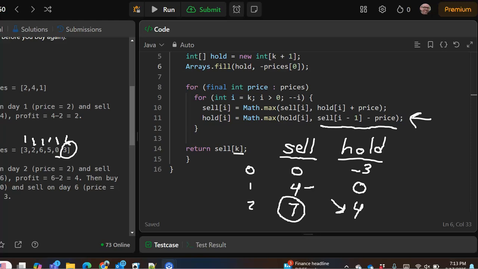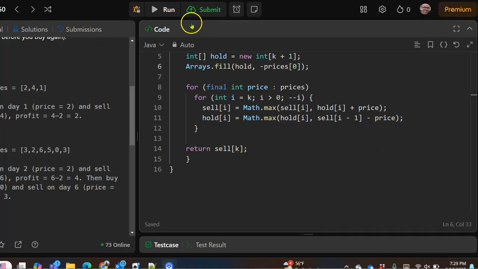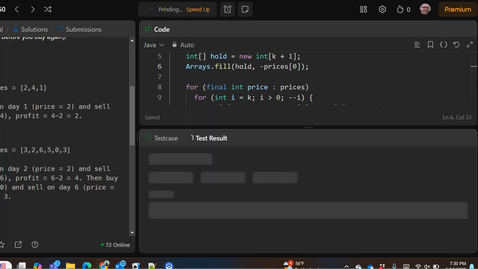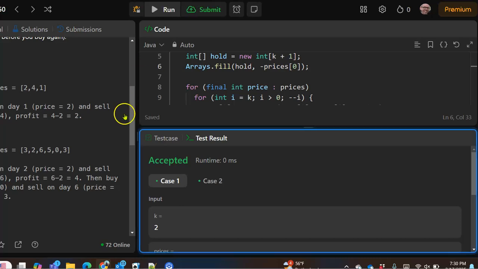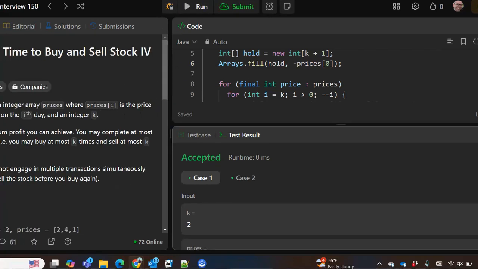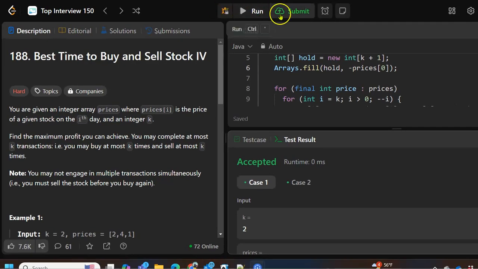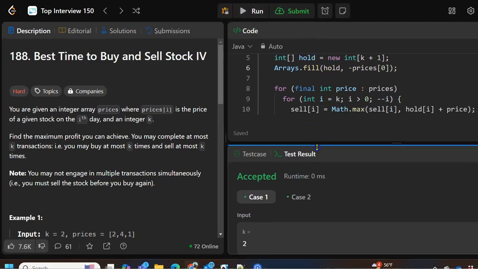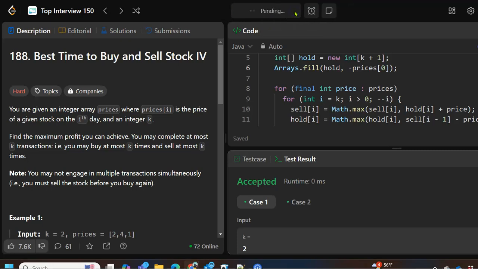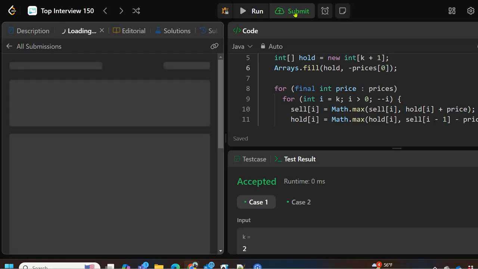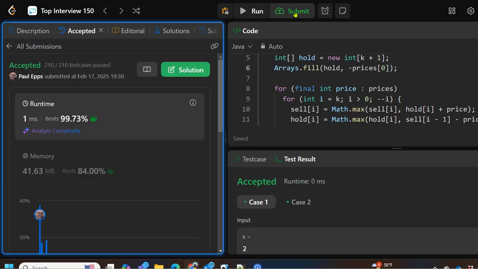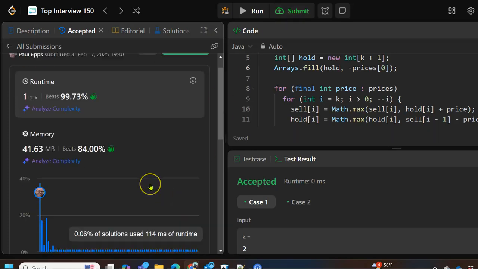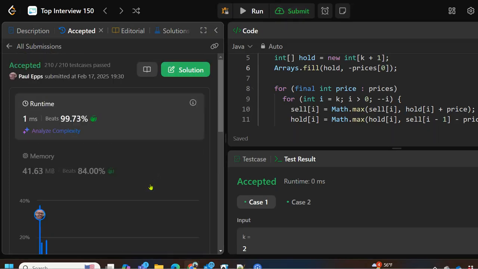Now that I've gone through all this, I realize I haven't even run it to see if it works. So let's try that. All right, that's good. And submit. Okay. All right, good.